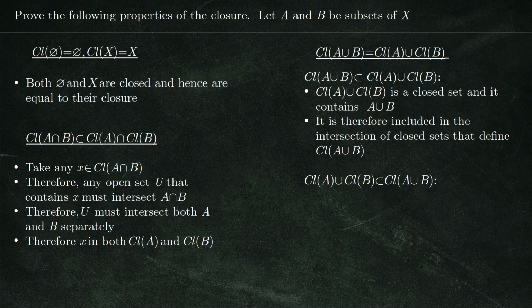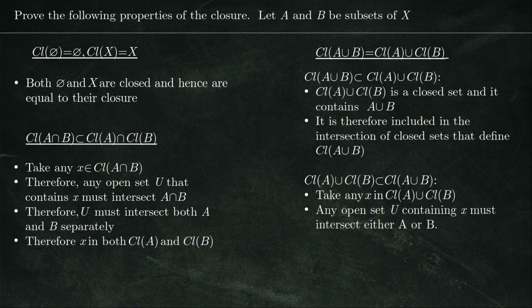Okay, now you've had a go. Firstly, we're going to take any X that's in the closure of A union the closure of B. So any open set containing X must intersect either A or B. Therefore, it must intersect the union of A and B, and therefore X is in the closure of A union B, and hence we've shown this inclusion.